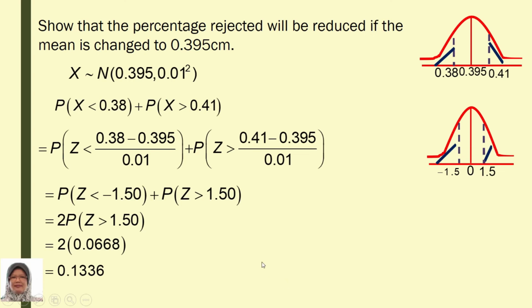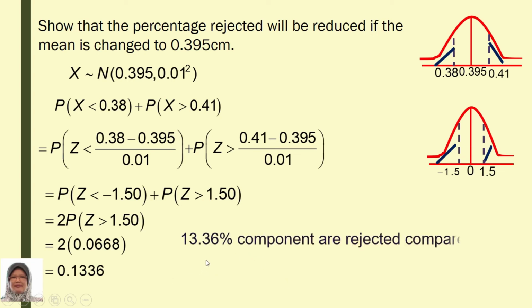From the answer we can see that 13.36% of components are rejected compared to 18.15%. So we show that the percentage rejected will be reduced when the mean is changed to 0.395 cm.